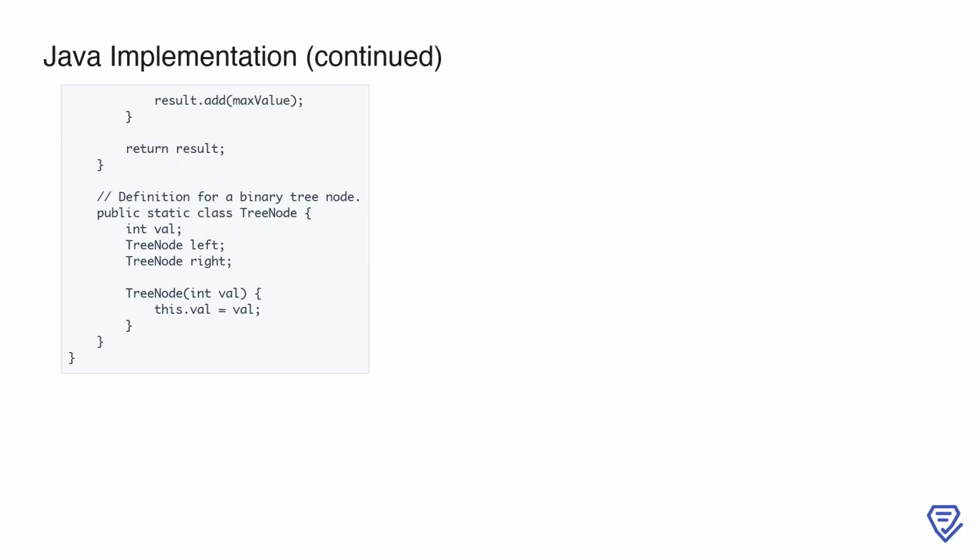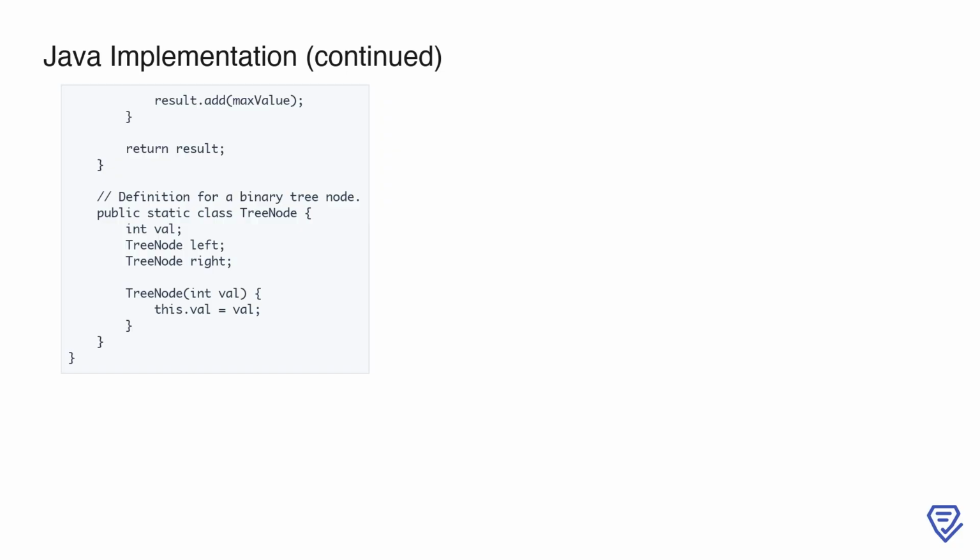After completing the iteration for a level, we add the max value for that level to the result list. The while loop then continues until all levels of the tree have been processed. Finally, we return the result list, which now contains the largest values from each row of the tree.